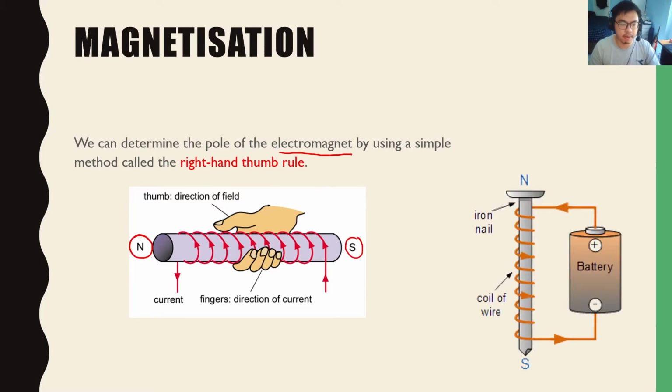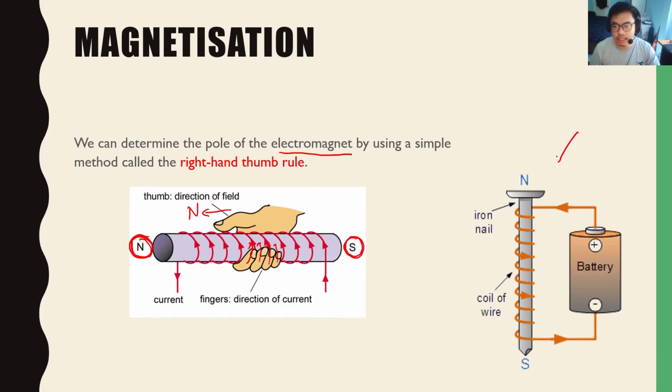So let's use the example at the bottom here. First, you align your four fingers to the direction of the current. Like this one here, you wrap them up like that. And then wherever your thumb points to, that is the North Pole. So you can see the North Pole is here, and then the opposite side is the South Pole.